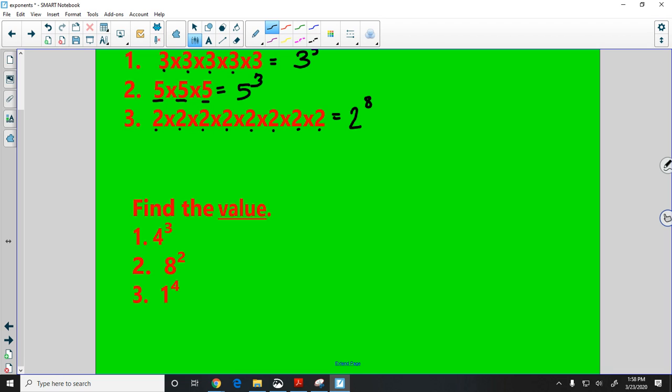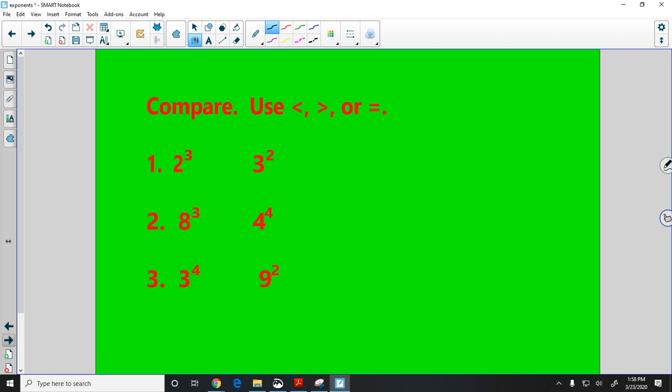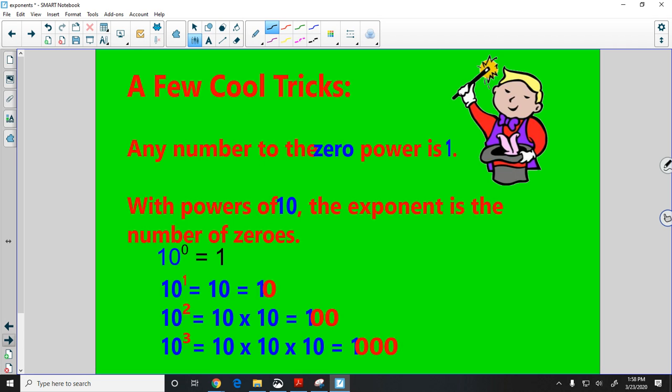All right, so we have 8 squared, which is written as 8 times 8. It's written twice because our exponent is 2. 8 times 8 is 64. All right, number 3, we have 1 times 1 times 1 times 1. We have 1 written 4 times because our exponent is 4. Well, 1 times 1 times 1 times 1 is just 1. So that's pretty easy.